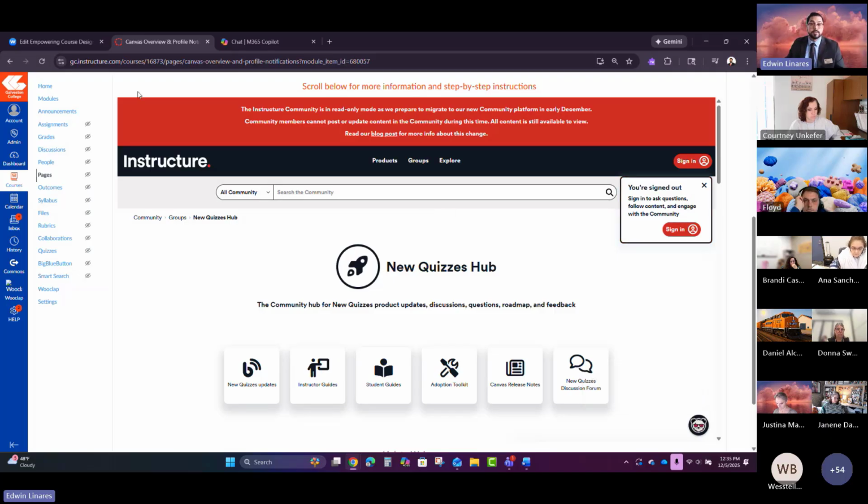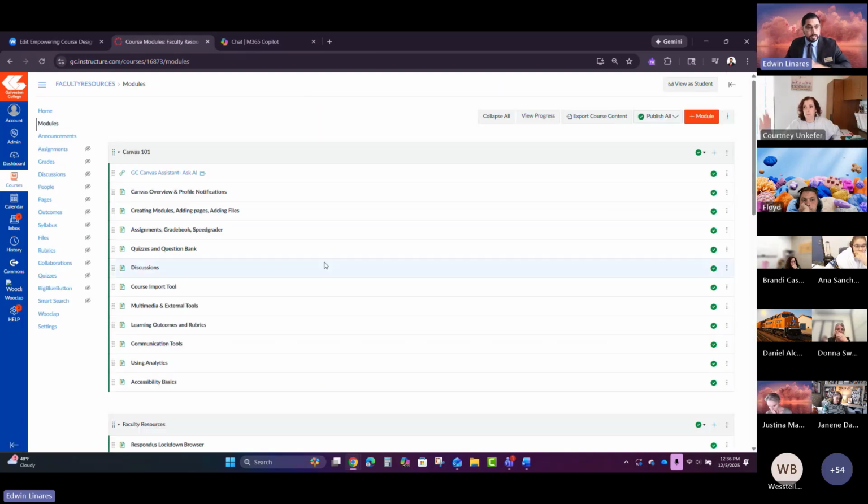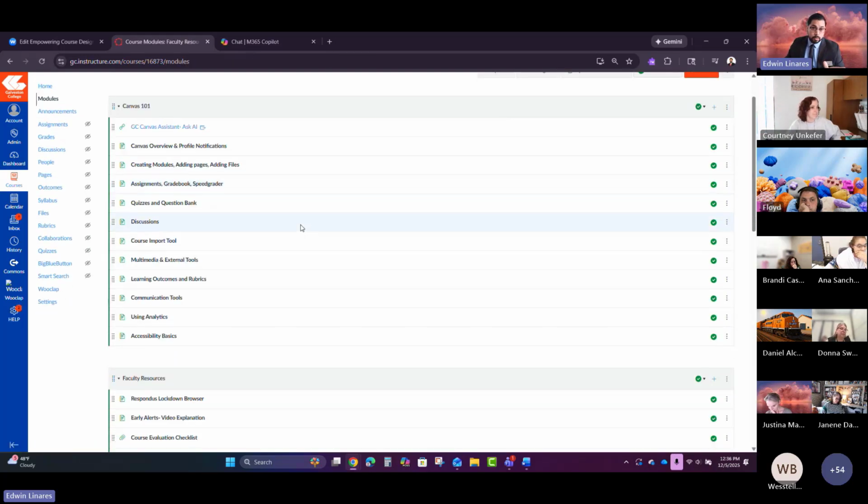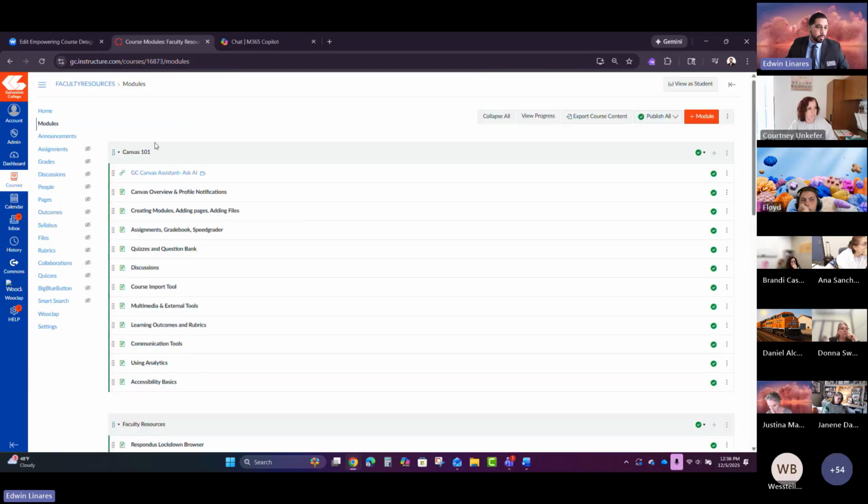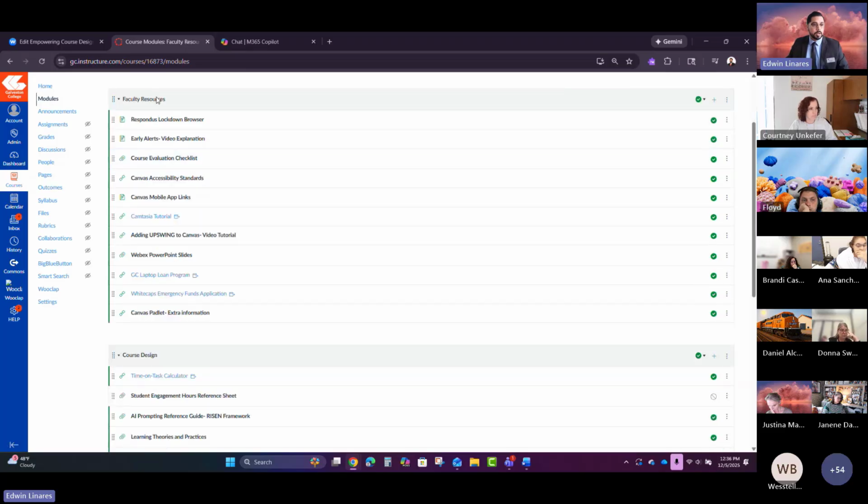My philosophy here is smarter, not harder, right? So if we can mitigate the amount of clicking that you have to do to get to the resource that you need, that's where we want to be. Now, that's as far as Canvas 101. I want to allow you to explore that, but everything that is foundational skills is going to be in Canvas 101. As we move forward to the second module, we have faculty resources.